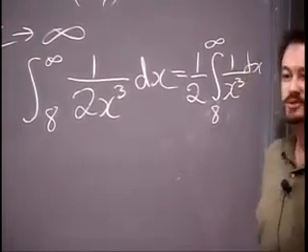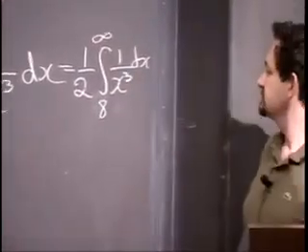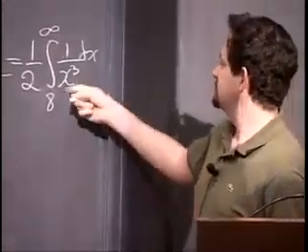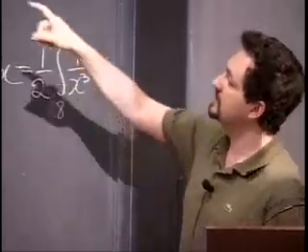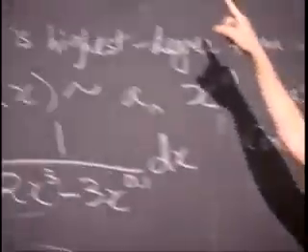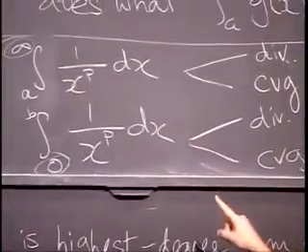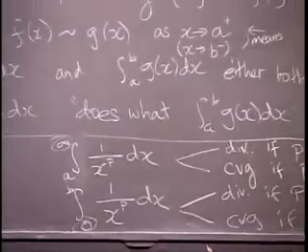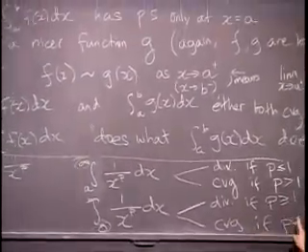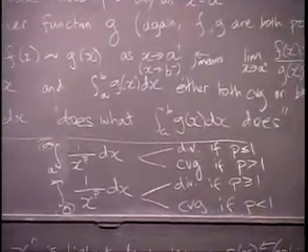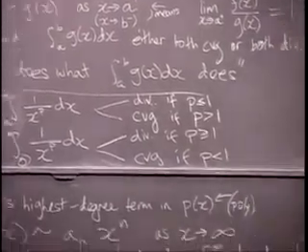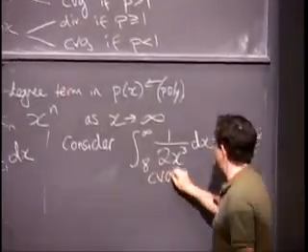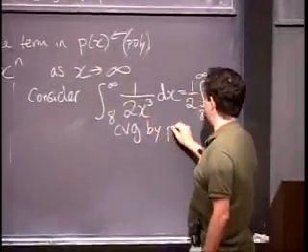Converge or diverge? How do we know? P-test. 1 over x cubed. Look it up over here while we still have it. We're in the infinity case. 1 over x to the p. P is 3. 3 is bigger than 1, so according to this, it converges. So you say this converges by the p-test.